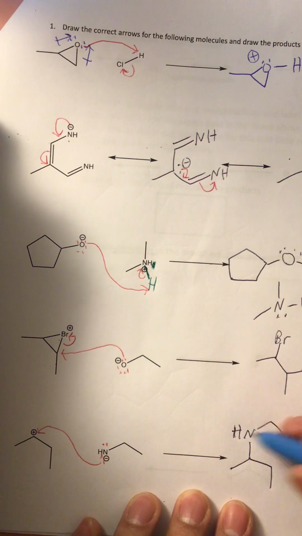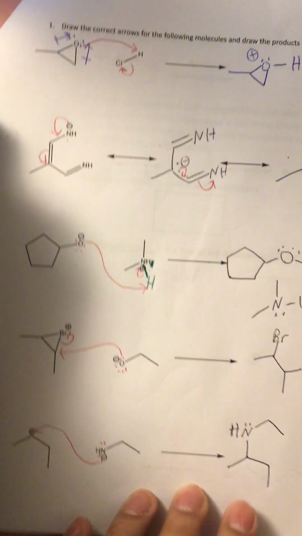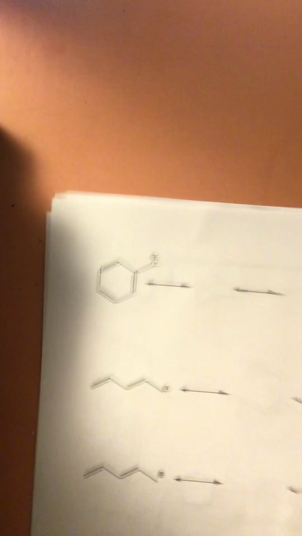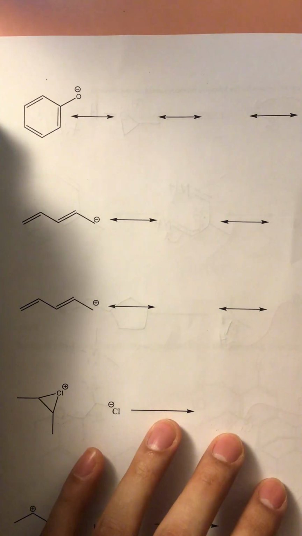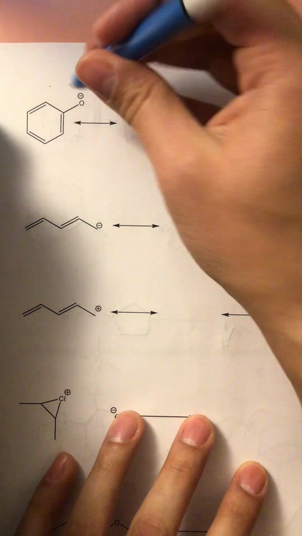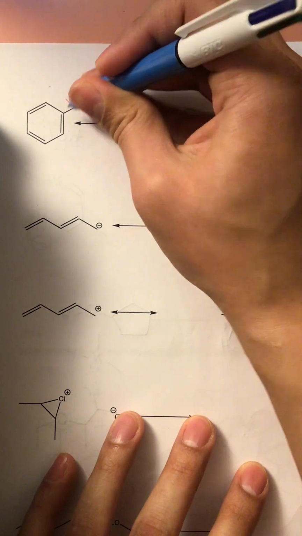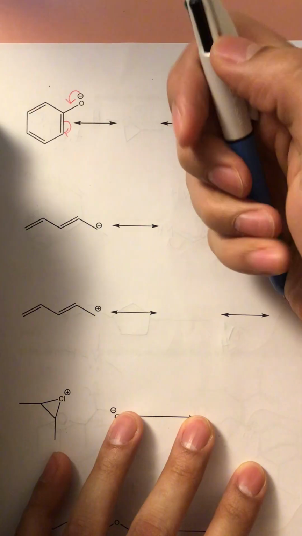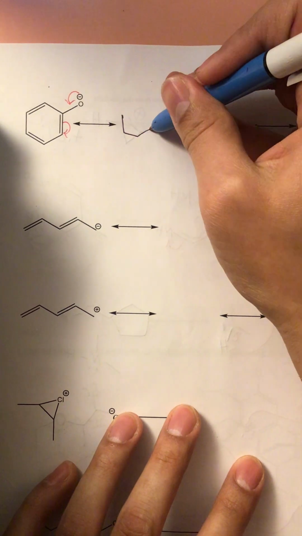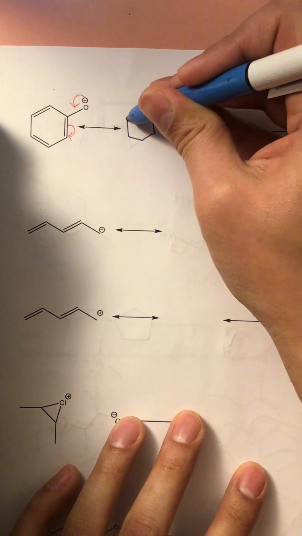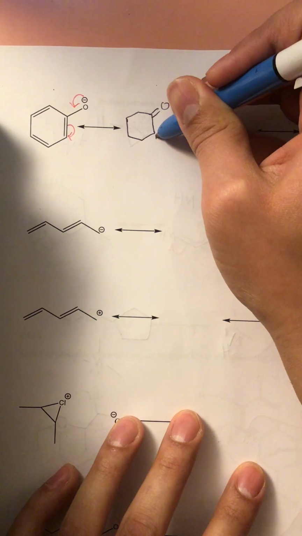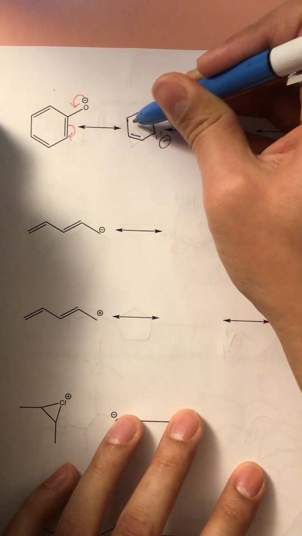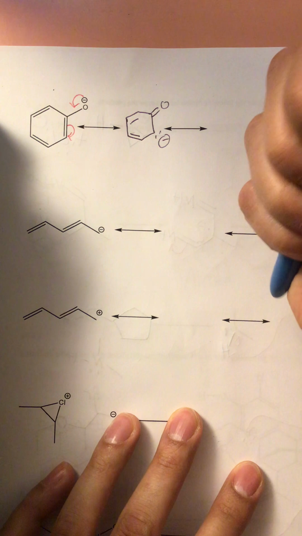Like that. There is still 1 lone pair on the nitrogen. Alright, let's turn the page. Alright, these are resonance structures for a phenoxide, which is a deprotonated phenol. And this is actually why phenol has a very different pKa than an alcohol. It's because you have these resonance structures.